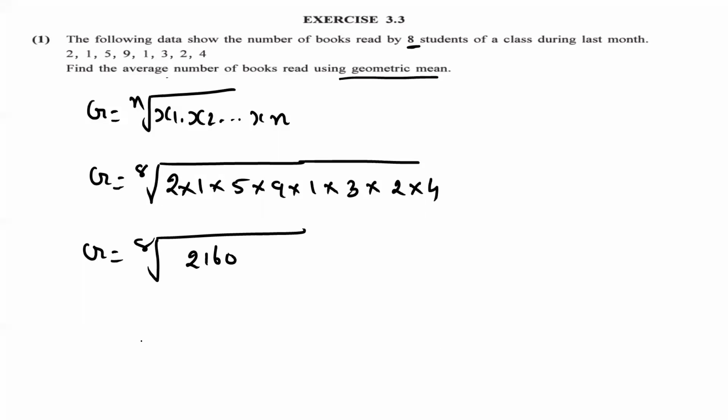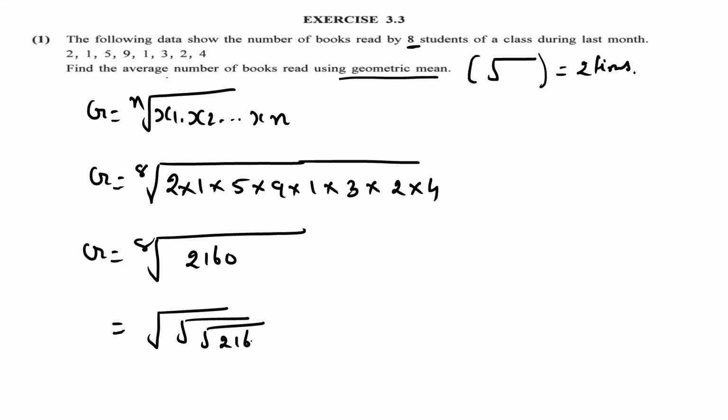Now just remember, for how many times do we have to find the root? Three times, right? Because one square root means 2 times. You have to just remember that. Since 8 has been given, we have to do 3 times, then it will become 2, 2, 2: 2 into 2 is 4, 4 into 2 is 8. So for 2160, you have to press the square root 3 times.